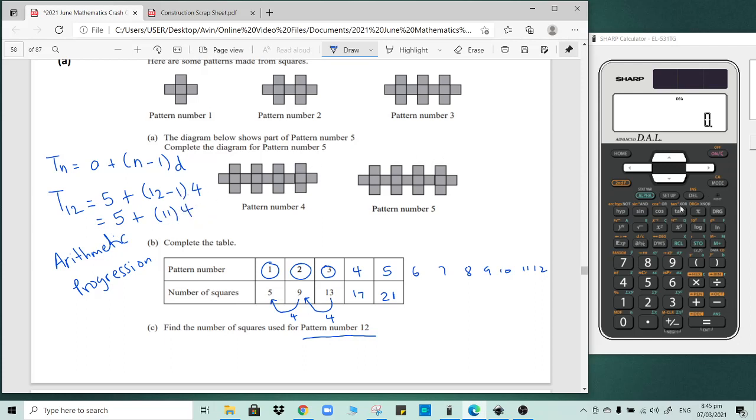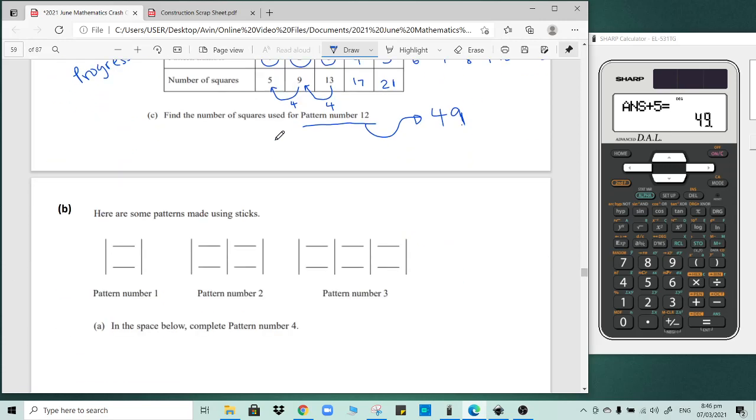I'm going to multiply the 11 by 4 first. 11 by 4 is obviously 44, and then add 5. We get 49. So the amount of blocks in the 12th pattern should be 49. And you know it's an arithmetic progression because every time you take the number in front and minus the value behind, you always get the same number. In this case, that same number happens to be 4, better known as your common difference. Alright, so that was a pretty easy one.